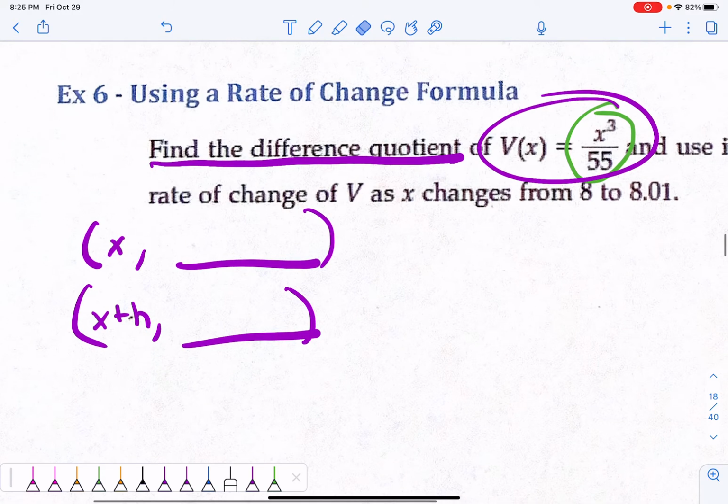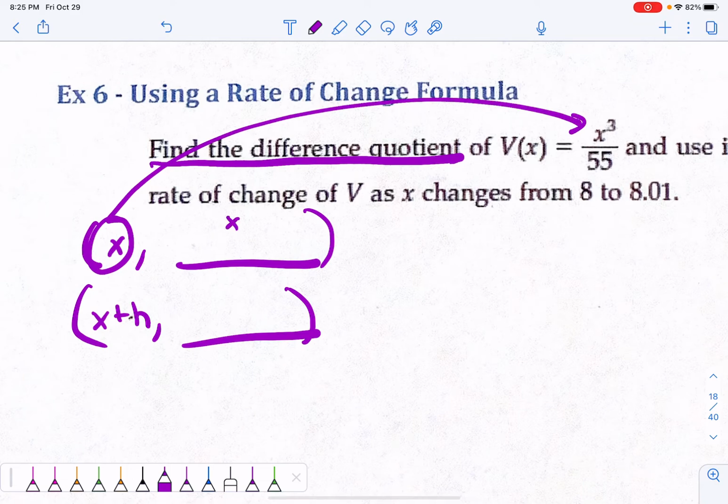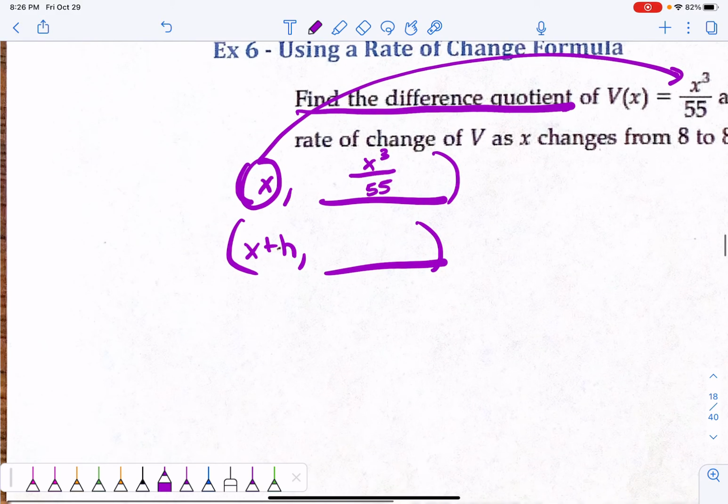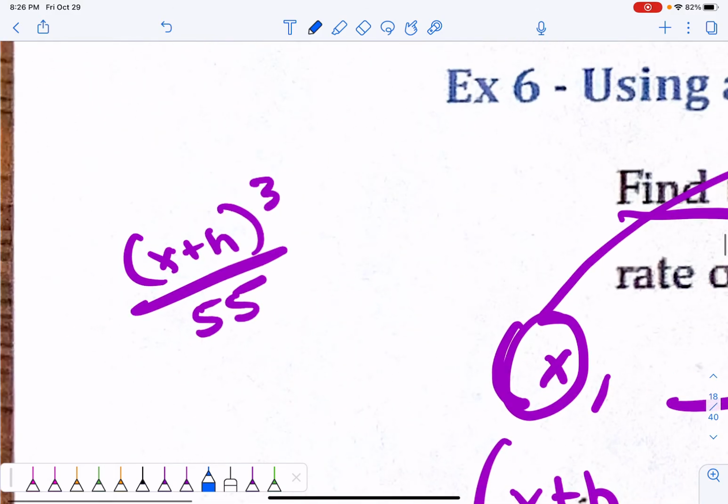Now this is really ugly because it's x to the third power. All right, so we'll get to that. The first thing they want me to do is plug x in, and I just plug x into x, so that's not going to change it. It's just going to stay x to the third over 55. And then the next thing they want me to do is plug x plus h in. So it's x plus h to the third power over 55. And now I have to take that to the third power, which is really gross.